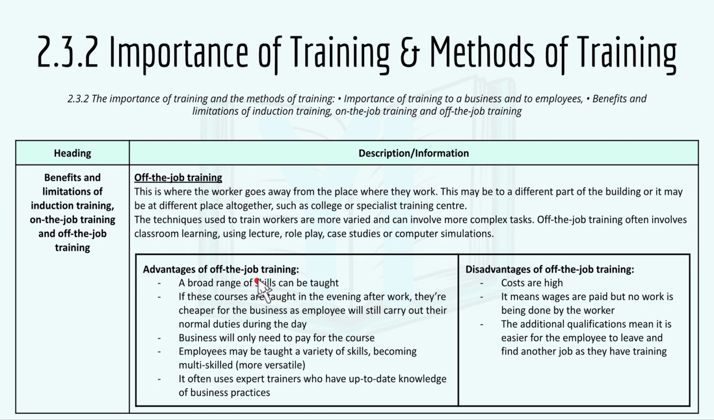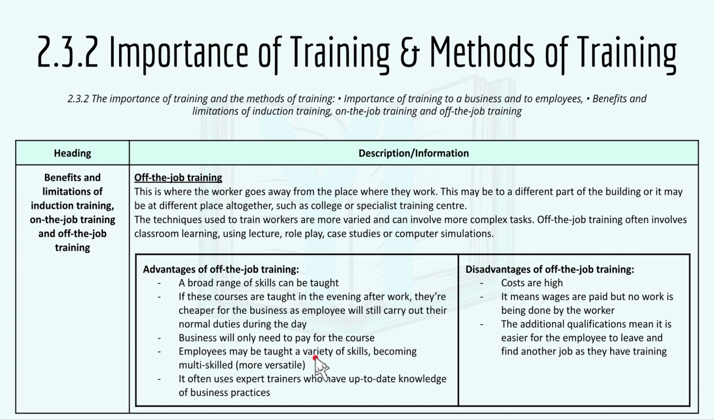Then we have off-the-job training, and this is where the worker goes away from the place where they work, and this may be to a different part of the building, or it may be at a different place altogether, such as a college or specialist training center. Advantages include there's a broad range of skills that can be taught, and if these courses are taught in the evening after work, they are cheaper for the business as the employee will still carry out their normal duties during the day. The business will only need to pay for the course.